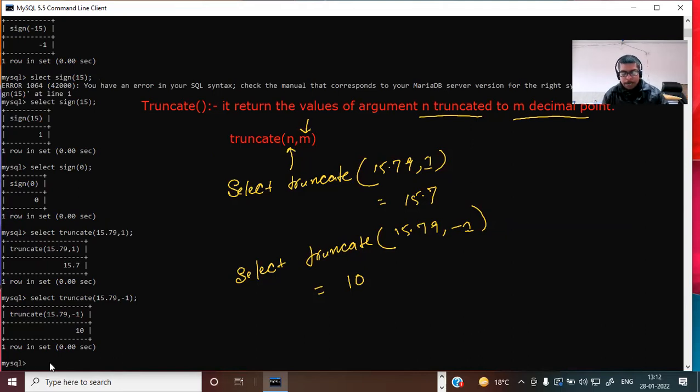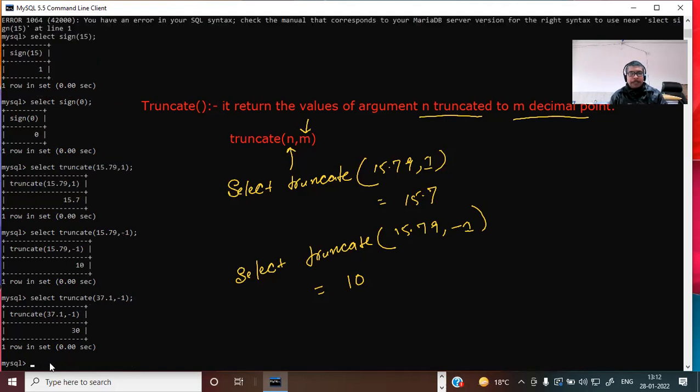Let's suppose I'm writing select truncate 37.1 and I'm writing -1. It is truncating to the nearest ten, and it is giving 30. Now I hope it is clear to you. So truncate is clear to you.